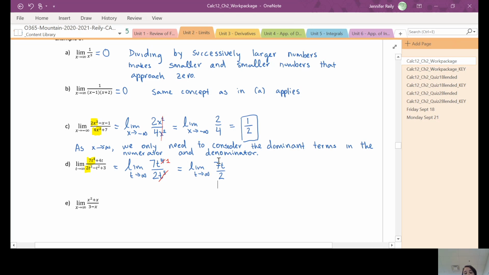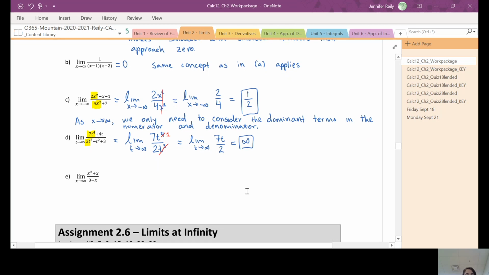If I plug in 10, it'll be 70 divided by 2. And if I plug in 100, it'll be 700 divided by 2. So it's going to get larger and larger and larger. So this is going to grow and grow and grow. So this is going to be infinity. So in the actual function, when you draw it, the arrow is going to go upwards at the end of the function. So there's no horizontal asymptote in this case.